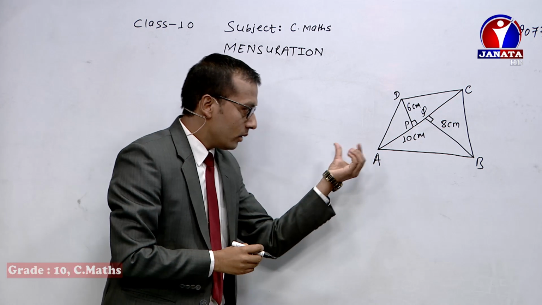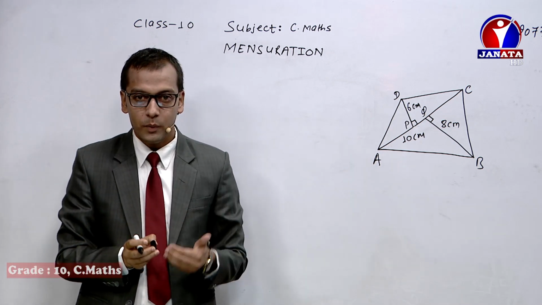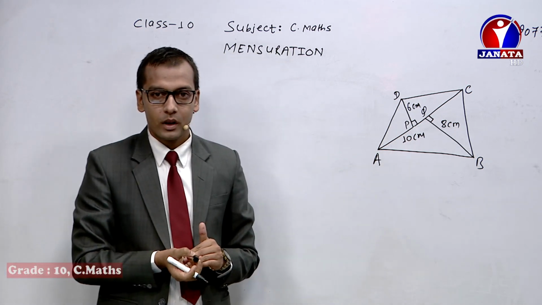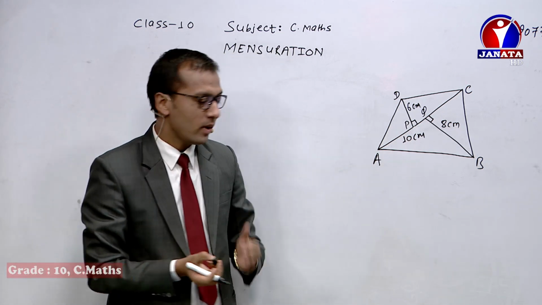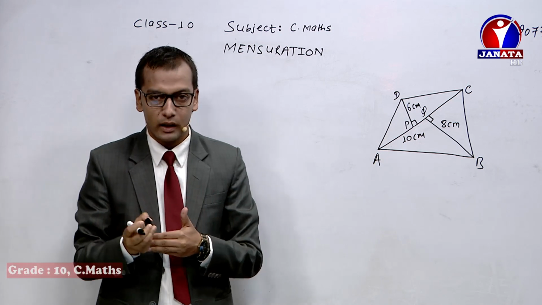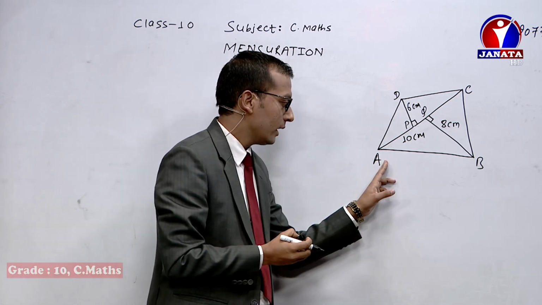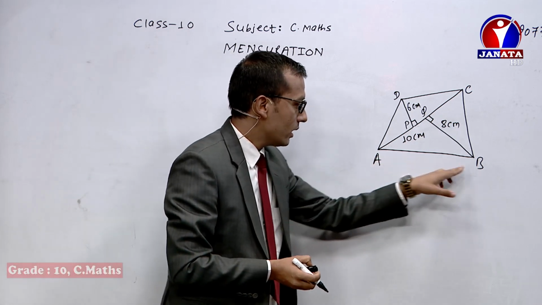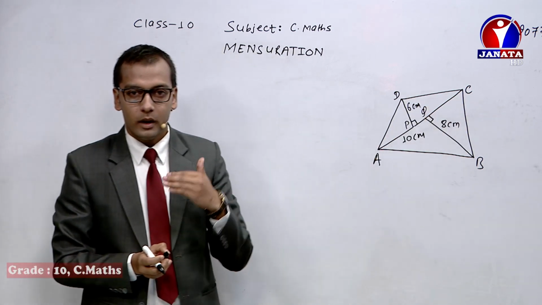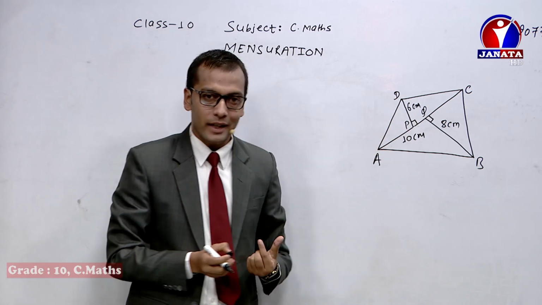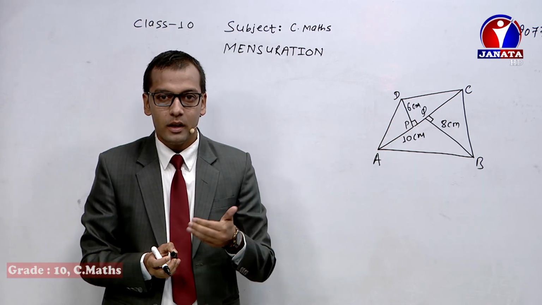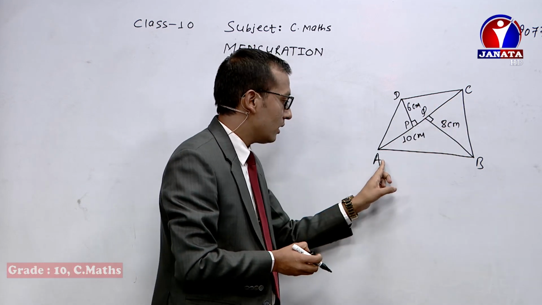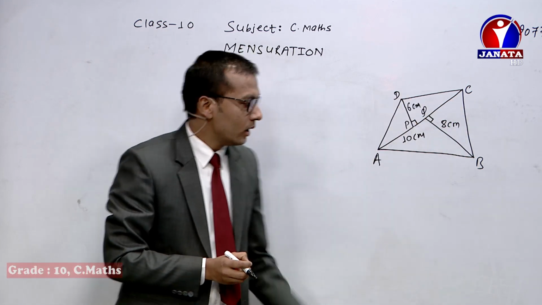We can use a simple concept here. In this quadrilateral, there are two triangles. We can divide this quadrilateral into two triangles, which are the upper triangle ACD and the lower triangle ABC. So the area of this quadrilateral is the sum of the areas of the two triangles ABC and ADC. Let's do this.